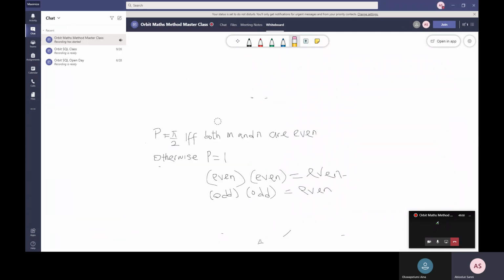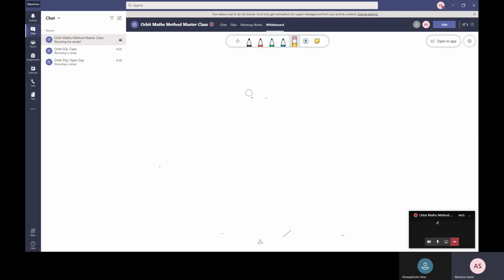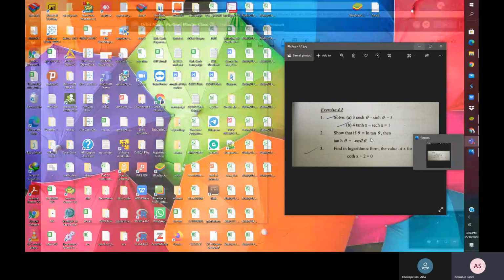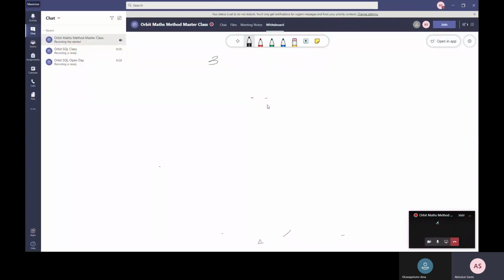So let's get started. Let me erase this. We are going to solve this one. Wait, what do I have again? Is it 3 cos theta? Yeah, 3 cos theta. Now change it: 3 cos theta minus sine theta, and sine theta is equal to 3. So how do I solve this?